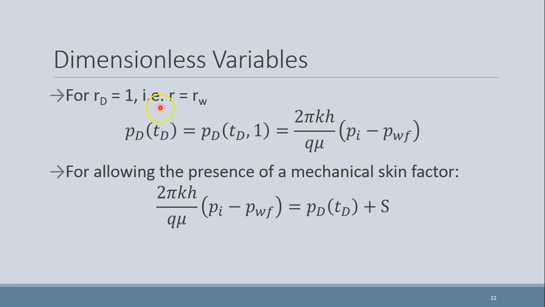For rD equal to 1, that means at the wellbore, the dimensionless pressure becomes PD(tD, 1). This 1 is the rD for this point, and that will be equal to 2 pi ks by q mu times Pi minus Pwf. For allowing the presence of a mechanical skin factor, 2 pi ks by q mu times Pi minus Pwf is equal to PD plus S. S is the skin factor. S is also a dimensionless quantity, so it can be added to or subtracted from the dimensionless pressure.